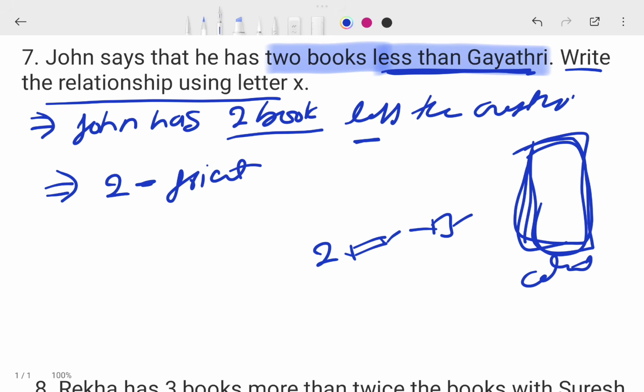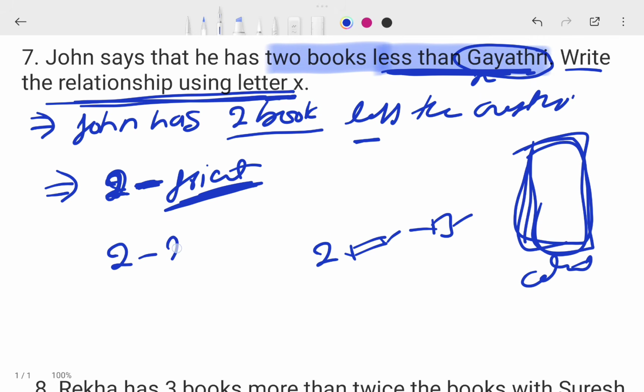So here, the relationship using the letter x. Let's suppose Gayatri is your friend, and x is how many chocolates they have, which we assume as x. So you have 2 chocolates, which is less, so we will use the minus symbol. Gayatri is your friend. You have 2 chocolates which is less than your friend, so we have to represent this using x. You can easily write it like that: 2 less than x.